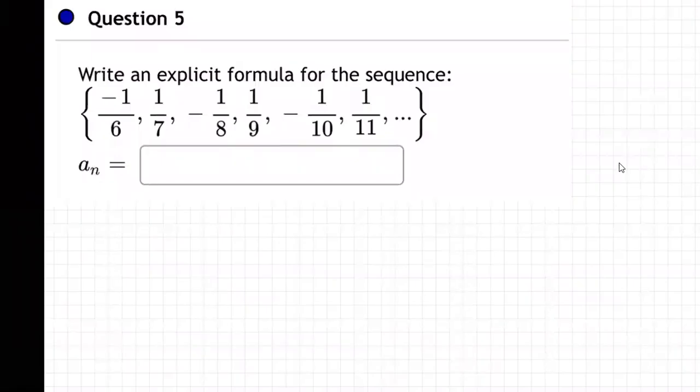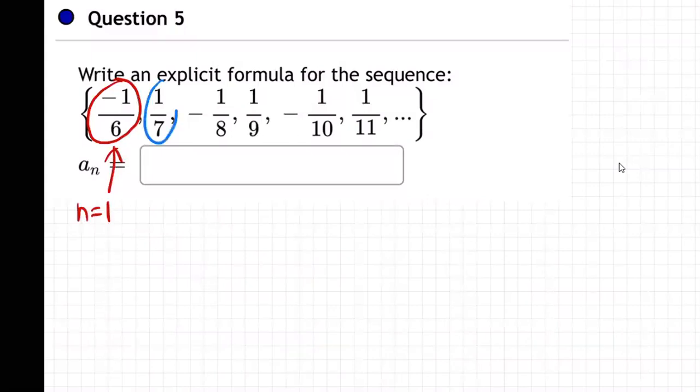Okay. So here on this one, they're giving us a result, and they want us to come up with the formula. They're saying write an explicit formula for this sequence, and then they give us the sequence. So what I'm saying is that we've got to have some kind of formula where you plug in n equals 1 and you get minus 1/6.